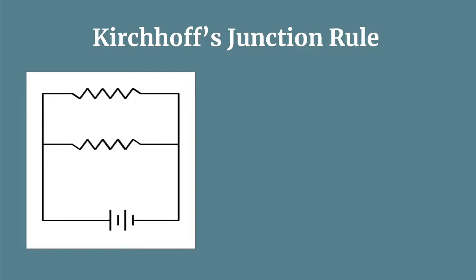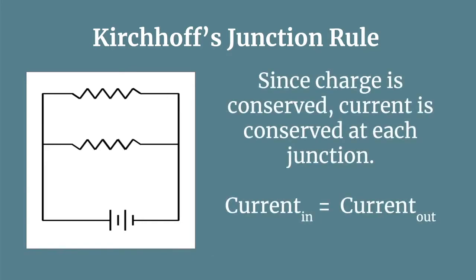Kirchhoff's junction rule is a fancy name for current in equals current out. It is based on the premise that charge is conserved, which allows us to say that even though the current may temporarily split into smaller segments, it will equal its initial value when it comes together. This rule allows us to simplify parallel circuits into series when solving for total values.